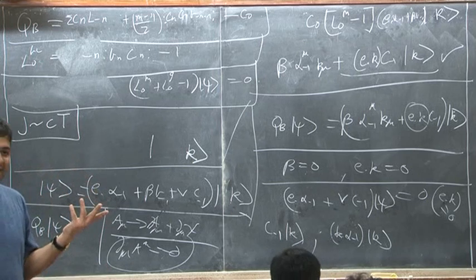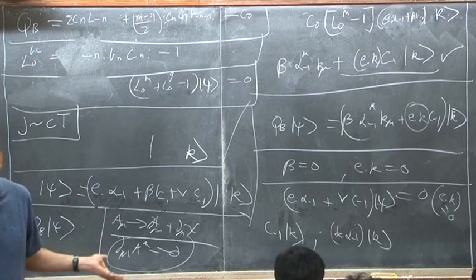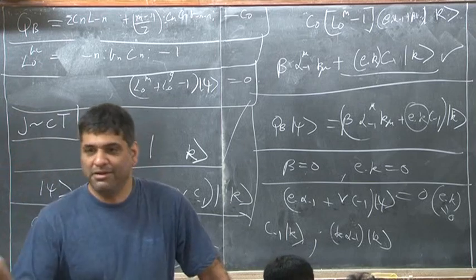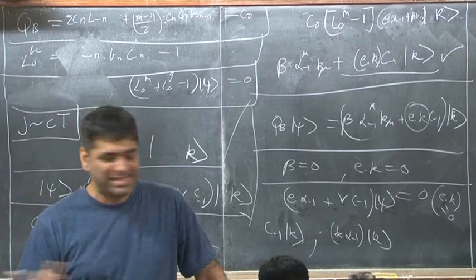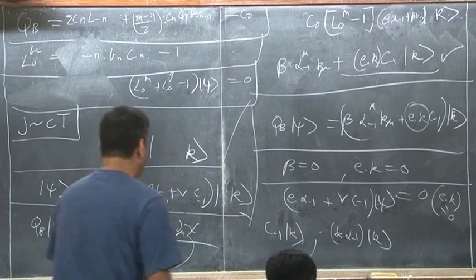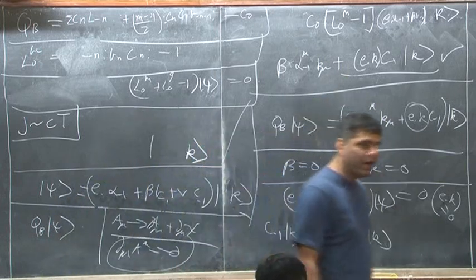Because there were just 24 oscillators at level 1, how many states should there have been that are physical? 24. Because each of these 24 oscillators could act with alpha minus 1 on the vacuum. We knew that the correct answer was 24. The transverse oscillators of the string. Okay? And we're getting this out of this BRST procedure.